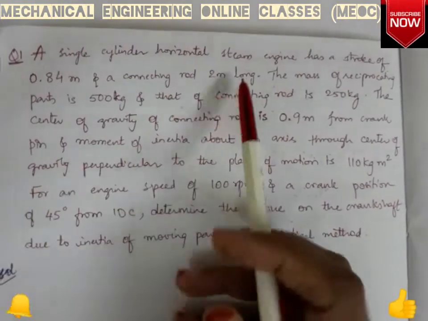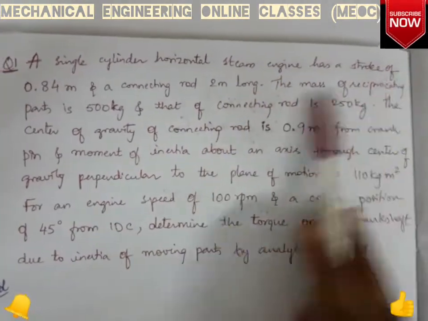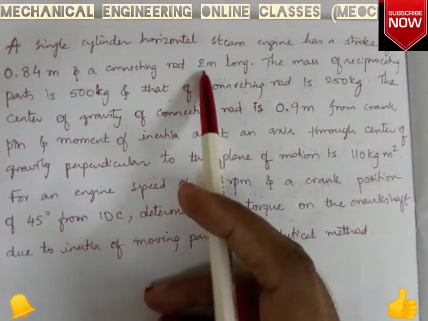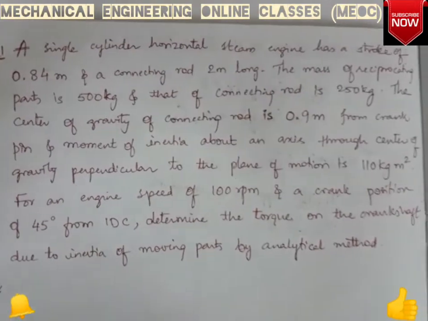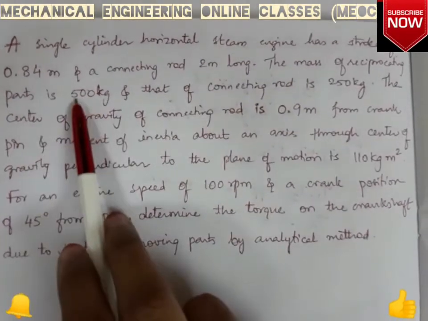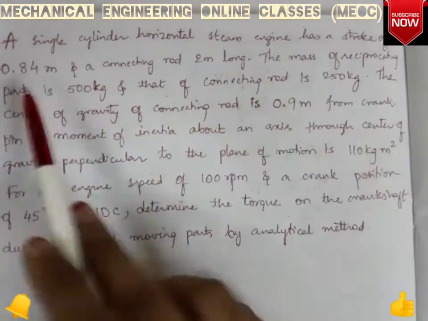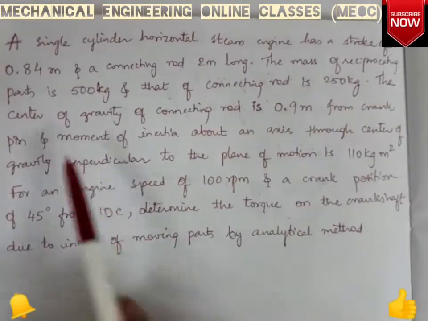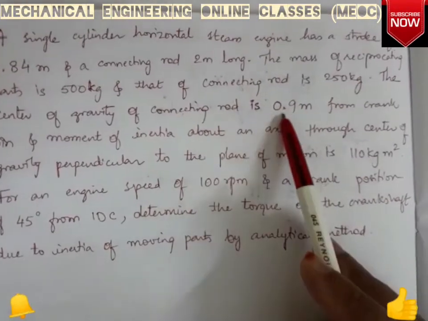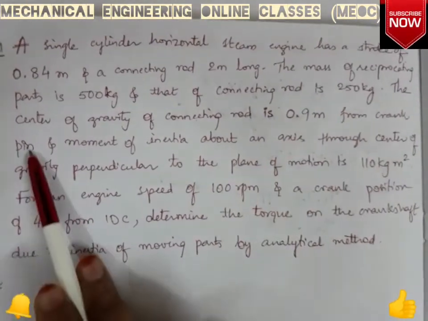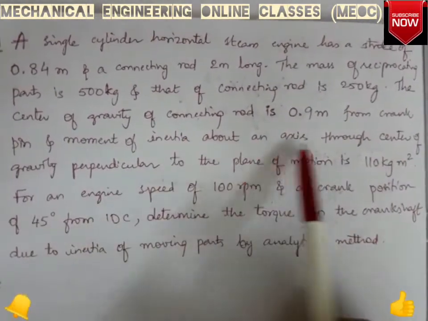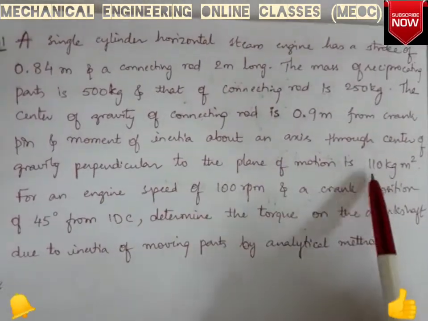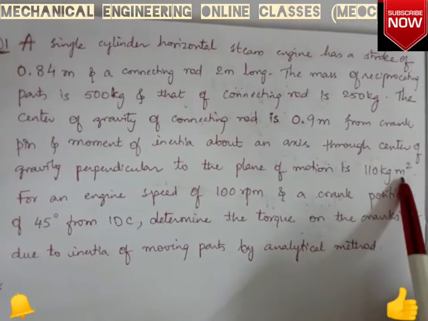single cylinder horizontal steam engine has a stroke of length 0.84 meter and the connecting rod is of length 2 meter long. The mass of reciprocating parts is 500 kg. Reciprocating part is piston and that of the connecting rod is 250 kg. The center of gravity of the connecting rod is 0.9 meter from the crank pin and the moment of inertia about an axis through center of gravity and perpendicular to the plane of motion is 110 kg meter square.